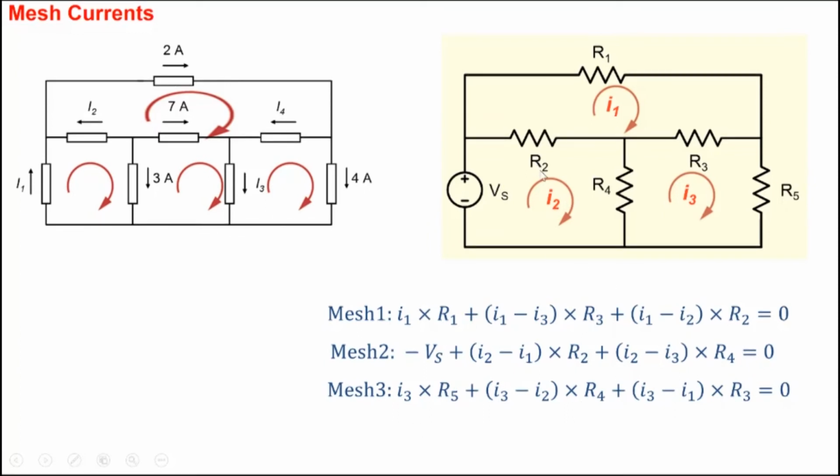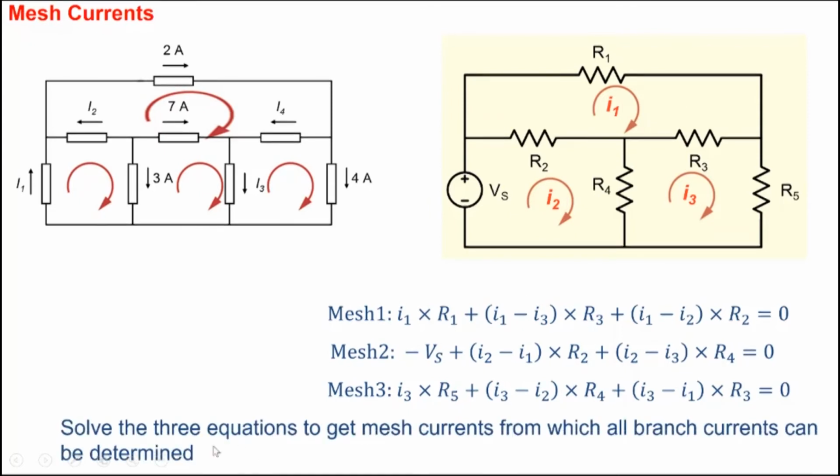So the idea is that you identify all the meshes that are there, you associate currents with these meshes, I1, I2, I3, and in each one of those meshes you write down KVL. And so we have three unknowns, I1, I2, I3, and we have three equations. So what we have done is we have transformed the circuit into a system of equations, and you can solve these three equations to get the mesh currents.